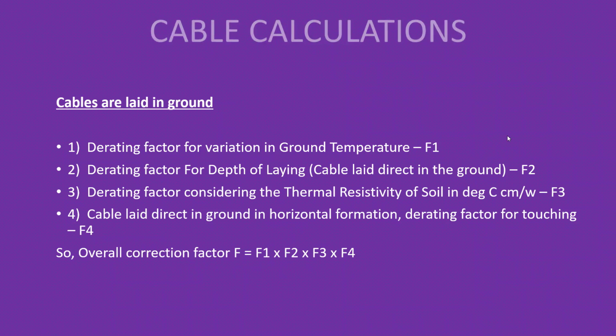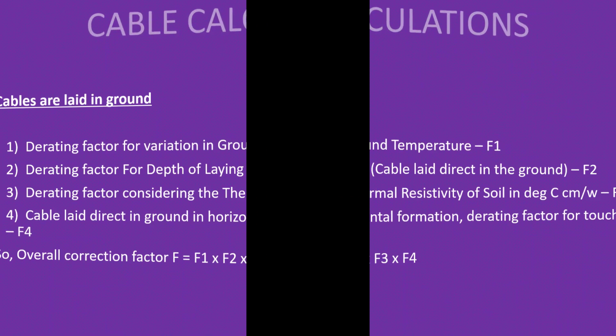All these derating factors, you will get from standards like BS 7671 or from the cable catalogs. Cable catalog is the cheapest way to get these values. I will provide the link of a Havells cable catalog in the description. You can download it from there. After doing this exercise, you have to check the short circuit current and the voltage drop of the cable.